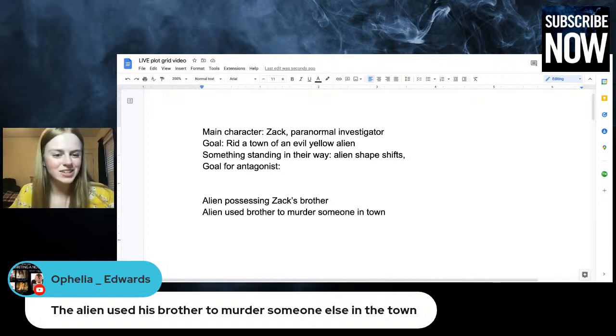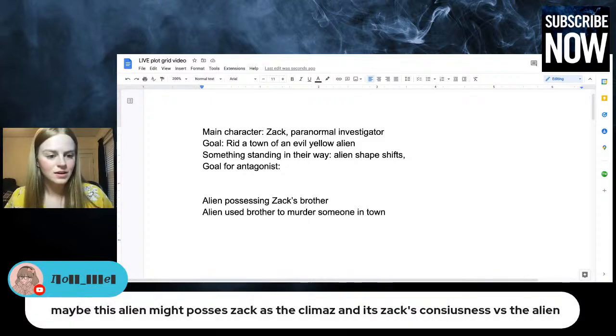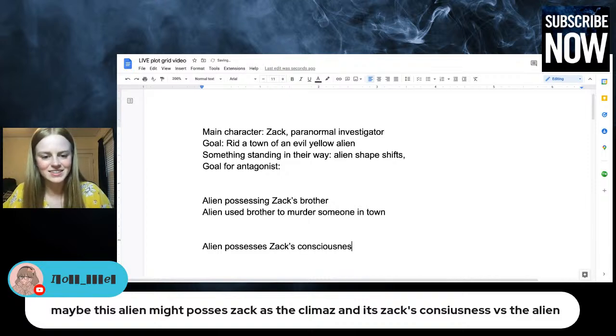Maybe it was sent to Earth on a mission. What do we think about general goals for the alien? Why would the alien be murdering people in the town? Because that's very important. Ivory Rosa says maybe this alien might possess Zach as the climax, and it's Zach's consciousness versus the alien. Oh, that's also very interesting. I like that idea. Zach is able to get the alien out of the brother, but then the alien jumps into him and he has to battle in his mind to defeat the alien. Okay, so we'll put that down too. Alien possesses Zach's consciousness during the climax.